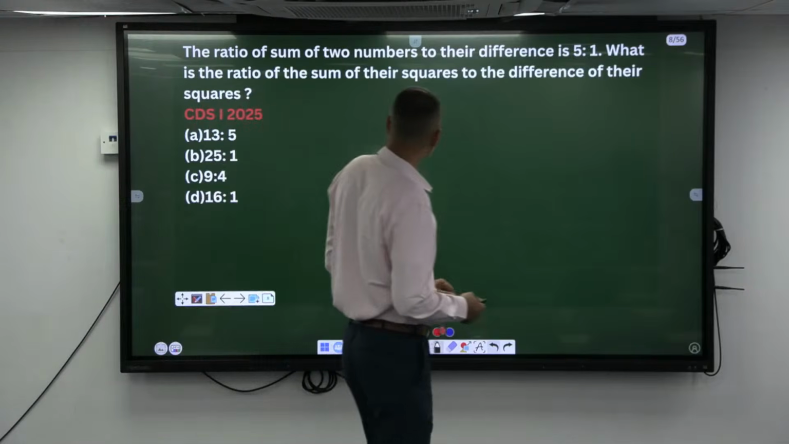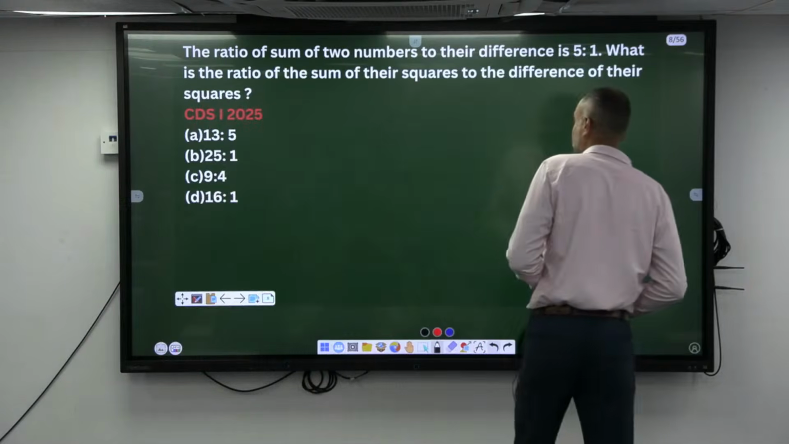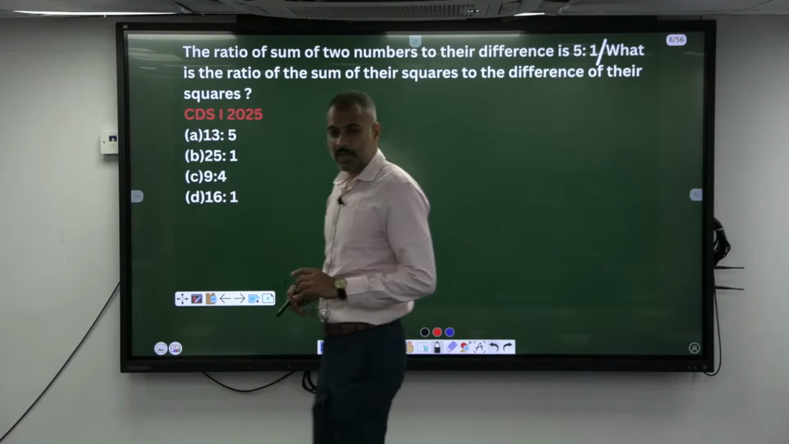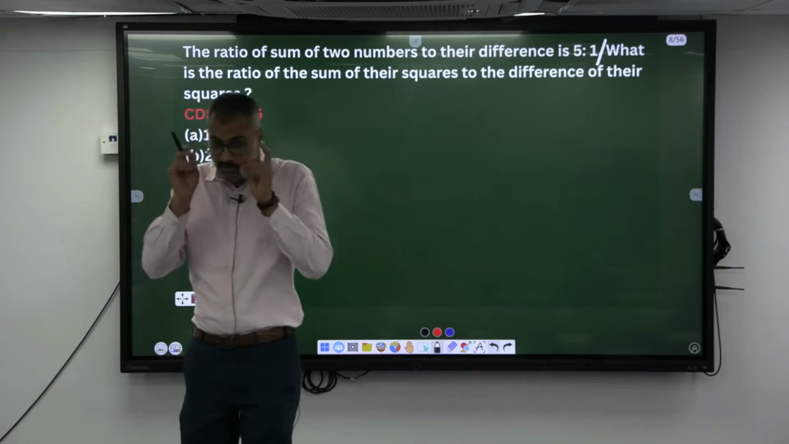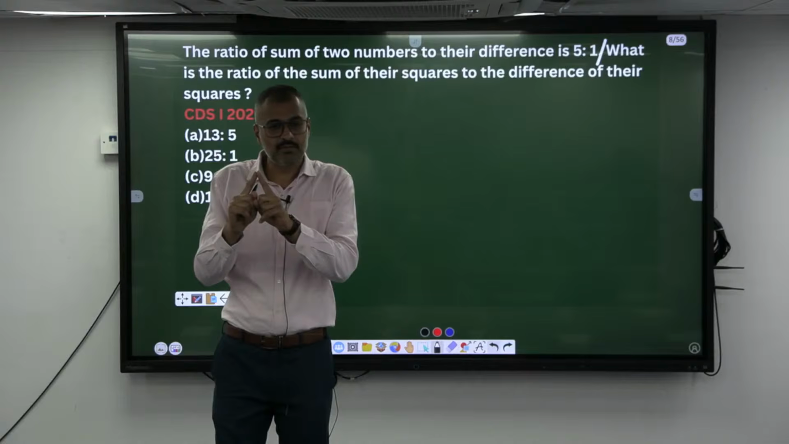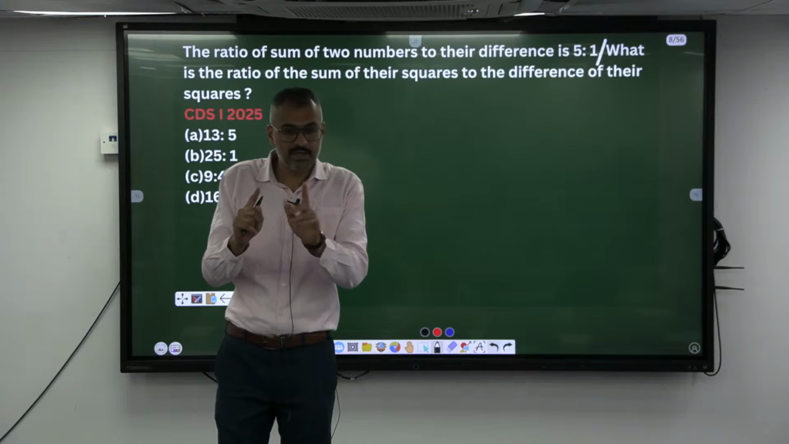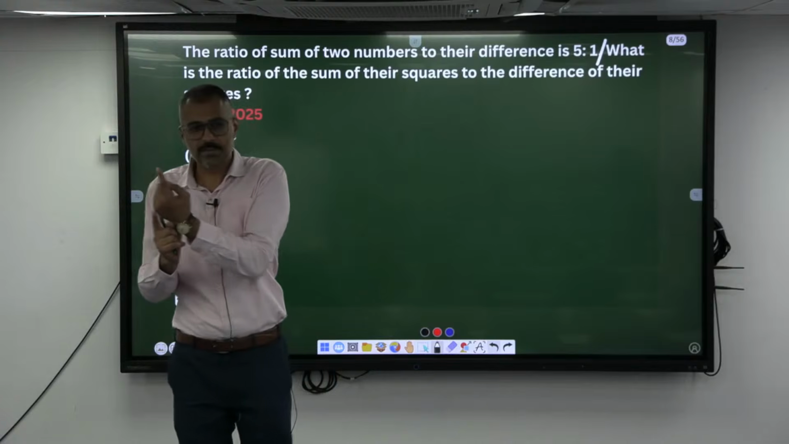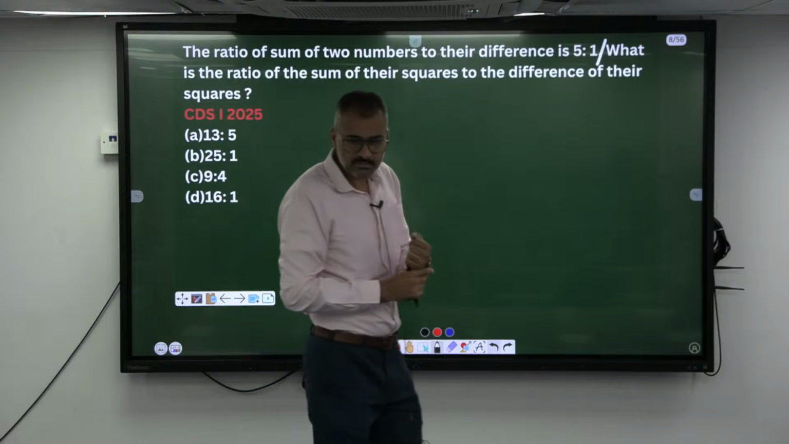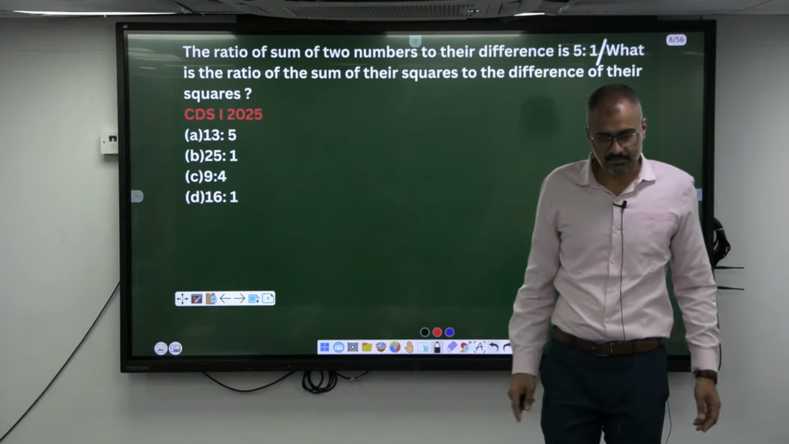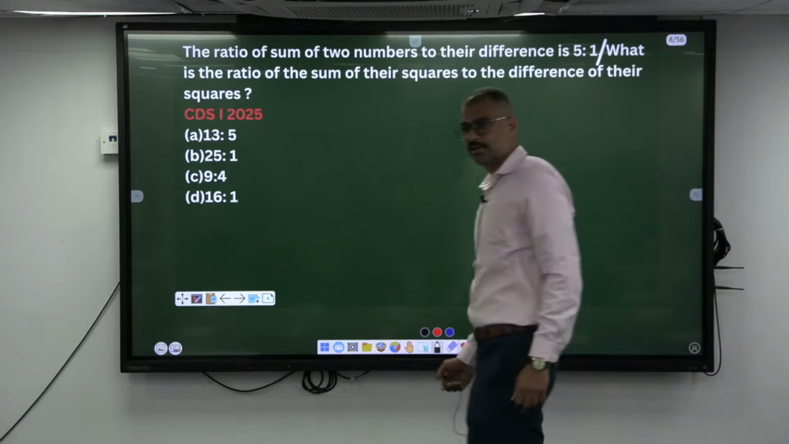The ratio of the sum of 2 numbers to their difference is 5:1. How many numbers are there? 2 numbers. When you sum them, the value has to be 5. If I take the difference of those two, the value has to be 1. What are those 2 numbers? 2 and 3, 3 and 2.